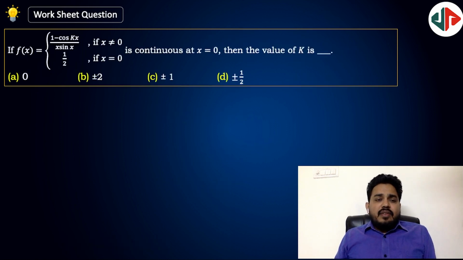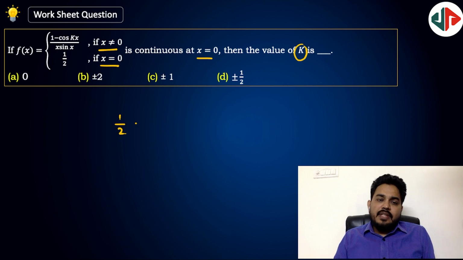F of x is equal to 1 minus log kx by 1 minus cos kx by x sin x. X is not equal to 0. 1 by 2 x is equal to 0. Continuous at x is equal to 0. The value of k is. So 1 by 2 is equal to limit extending to 0.